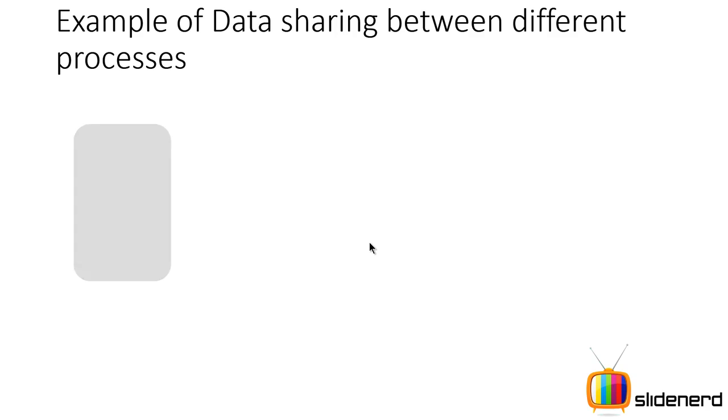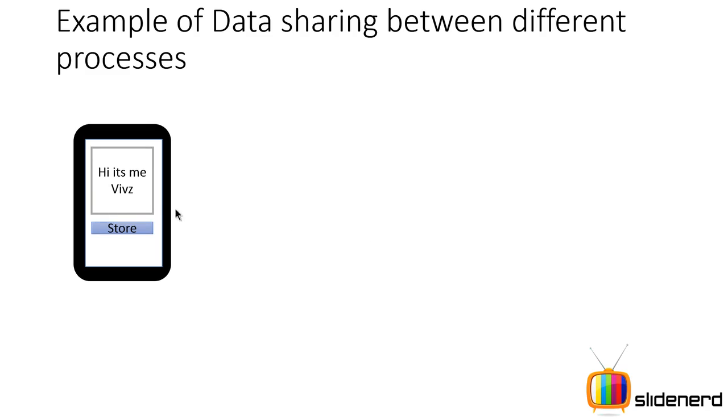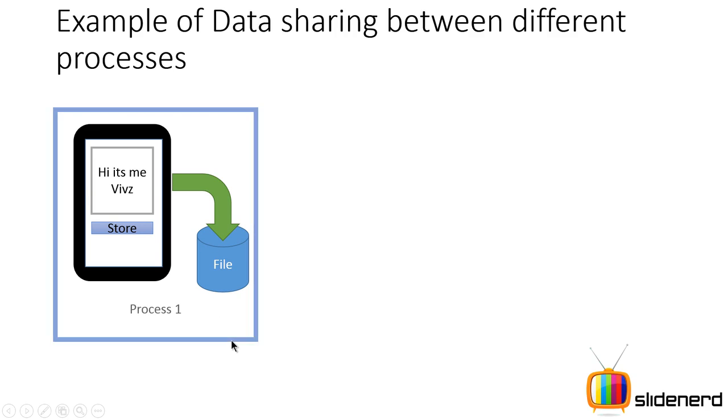Now the next thing is, let's talk about a simple example which we will be working out in the next video. So what you have is app 1. There's an edit text which says, "Hi, it's me, Vivs." You click store over here. That data is going to be put inside a file that belongs to app 1. This runs inside process 1.